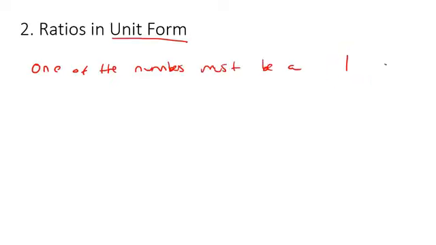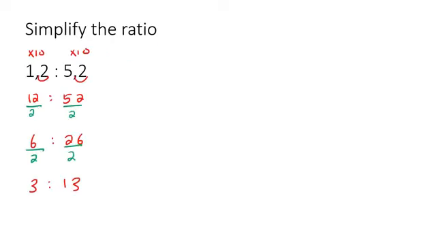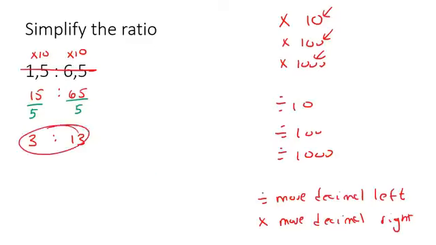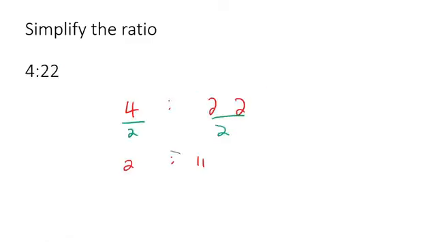Now we're going to look at ratios in unit form. Don't worry, it's not that technical. All that it means is that one of the numbers must be the number 1, once the ratio is simplified. So one of the numbers must be a 1. So what I mean by that is, can you see here we didn't have a 1? So that is not called unit form. So this is not unit form. This one, not unit form. Not unit form. Not unit form.